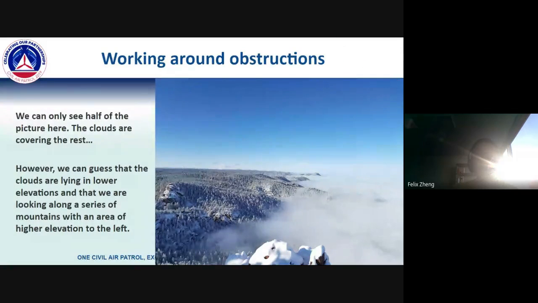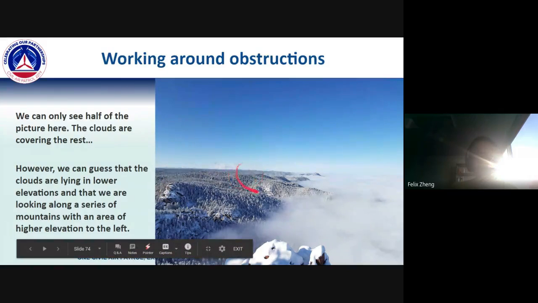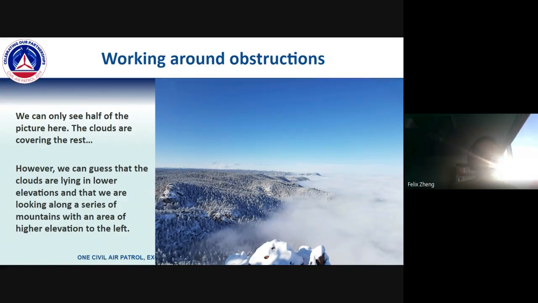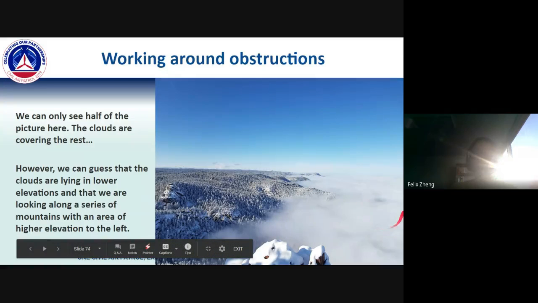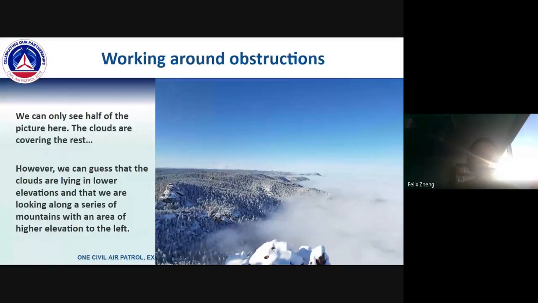Now, sometimes you may have some obstructions. So I hiked up to a local mountain peak on a cloudy day, and I got on top of the clouds. I can only see a bunch of mountains, and the clouds are covering everything else. Now, there's no way I'm going to be able to distinguish these various peaks on the map individually because there are way too many individual peaks. But we can guess that the clouds are lying in the lower elevations, or at least where the ground is at a lower elevation. And we know that to the left side, it is an area that's higher.